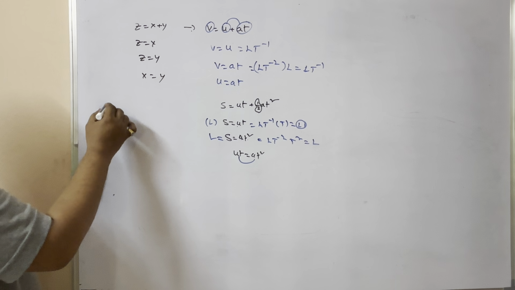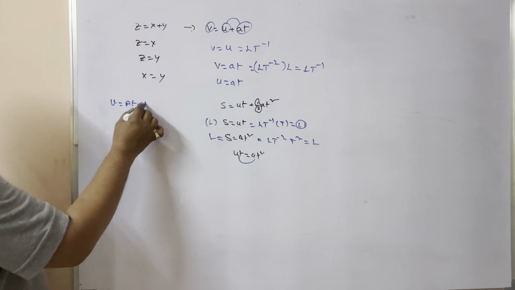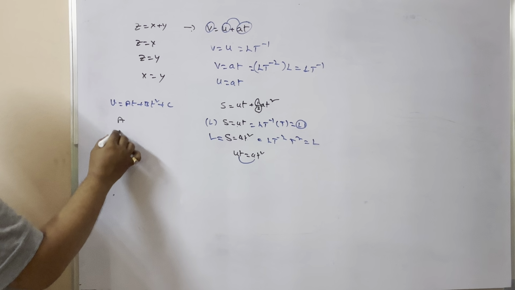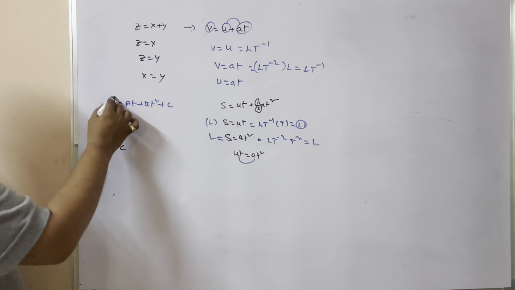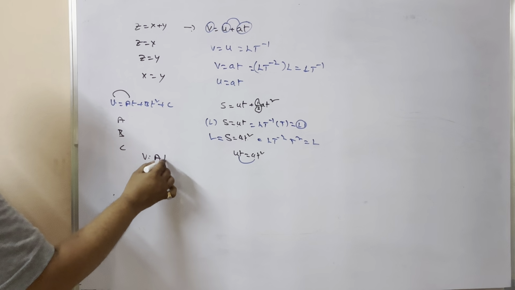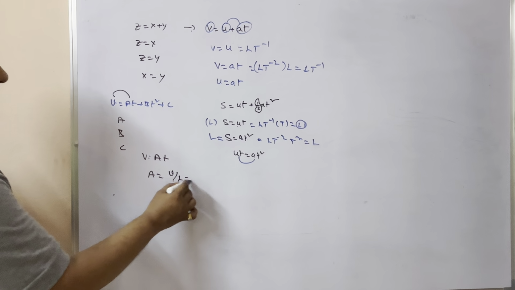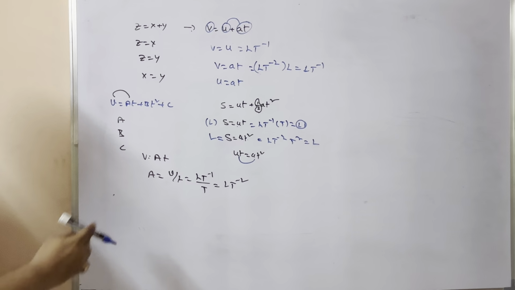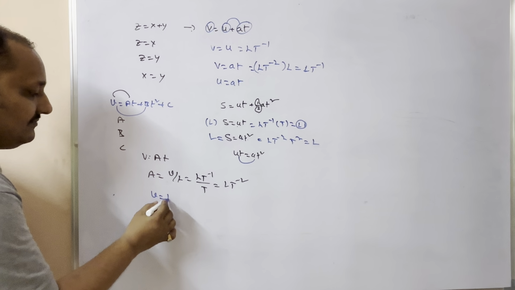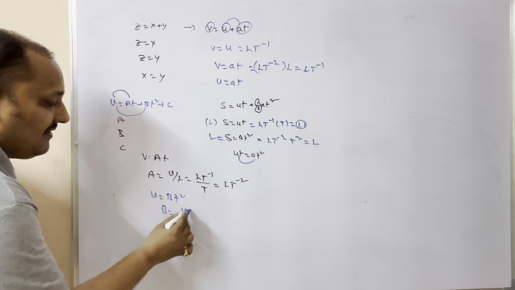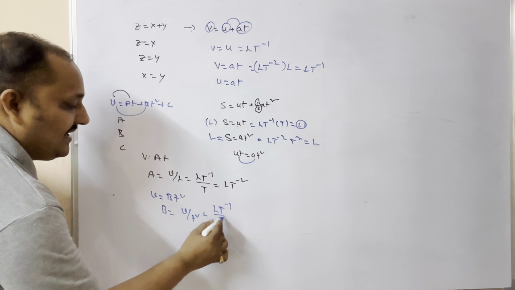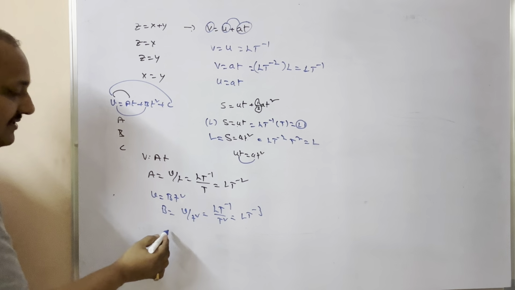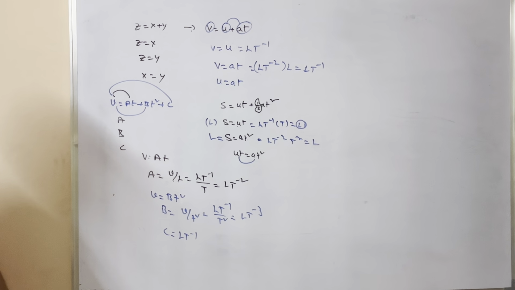How are they going to ask questions on this? Velocity equal to at plus bt square plus c. Find the dimension formula for a, b, c, they will ask. At that time, velocity should be equal to at. A equal to velocity by time. L t power minus 1 by t. So L t power minus 2. So velocity equal to bt square. Then what is b? Velocity by t square. L t power minus 1 by t square. So L t power minus 3. And velocity equal to c. C equal to L t power minus 1.